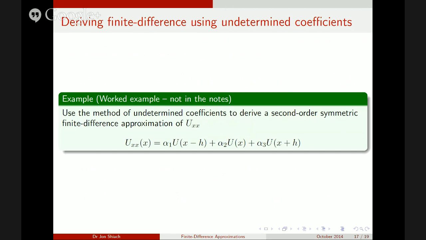Okay. Right, I'm going to go through a worked example now. I think you've listened to me talk without doing anything at all for a while. So I'm going to go for a worked example, and I'm going to derive the second order symmetric finite difference approximation of uxx. Okay, so I'm going to move over to the visualizer now.